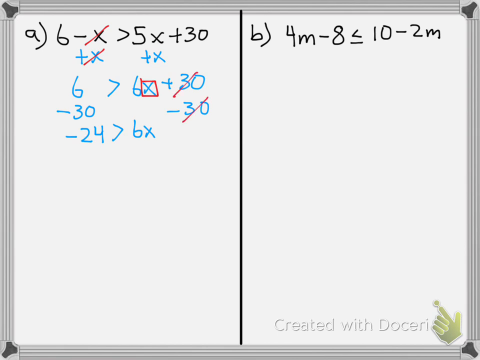Now what we have to do is get rid of this pesky 6 that's bugging the old man. We're going to divide by 6 because the 6 is multiplying the x, and the opposite operation of multiplying is dividing. So we're going to divide both sides by 6. Negative 24 divided by 6, a negative divided by a positive, would be negative, and 24 divided by 6 would be 4. And that's greater than x because 6 divided by 6 equals 1. So it divides out and leaves us just with our old man, which is x.